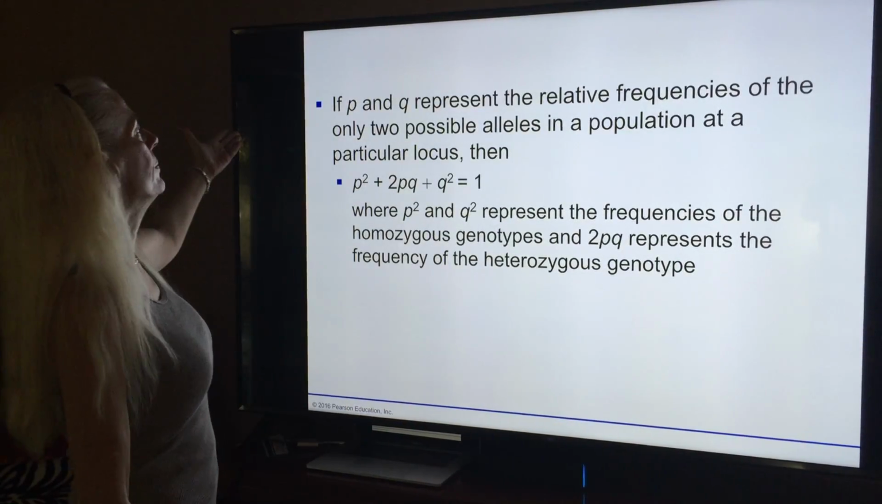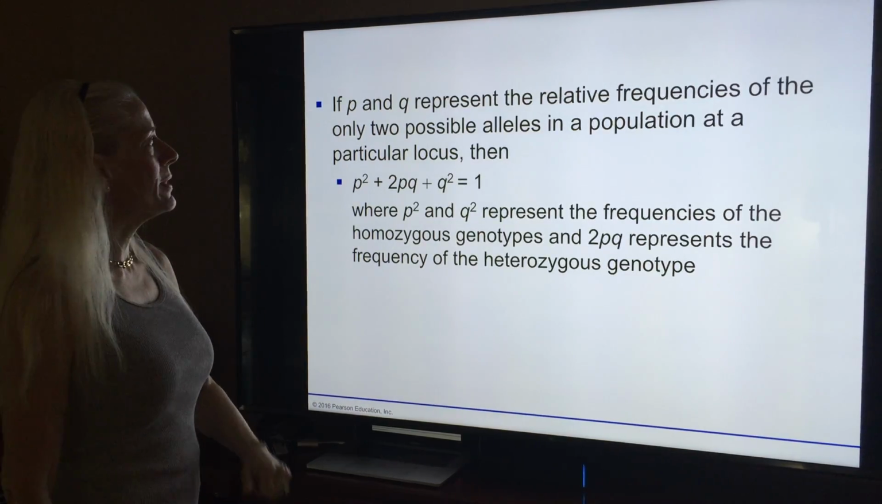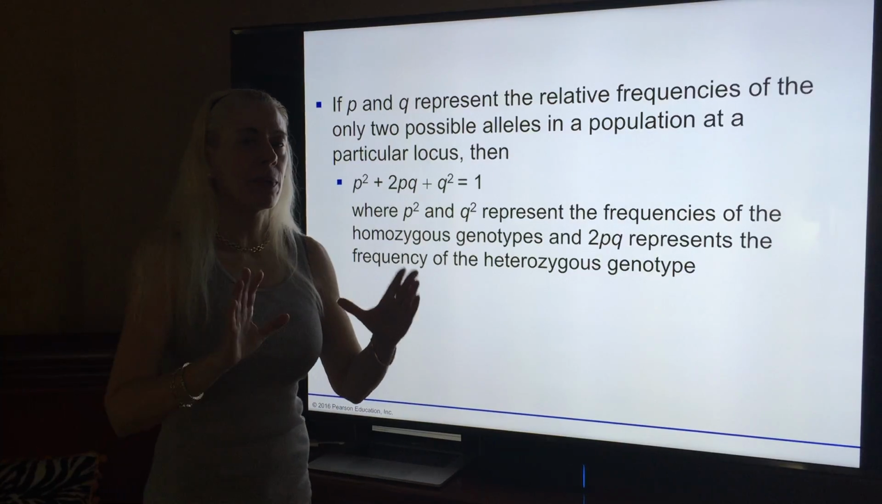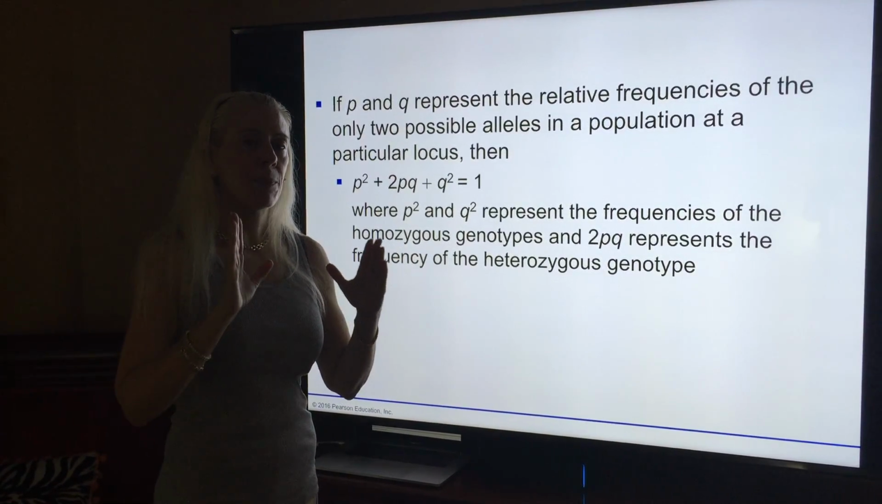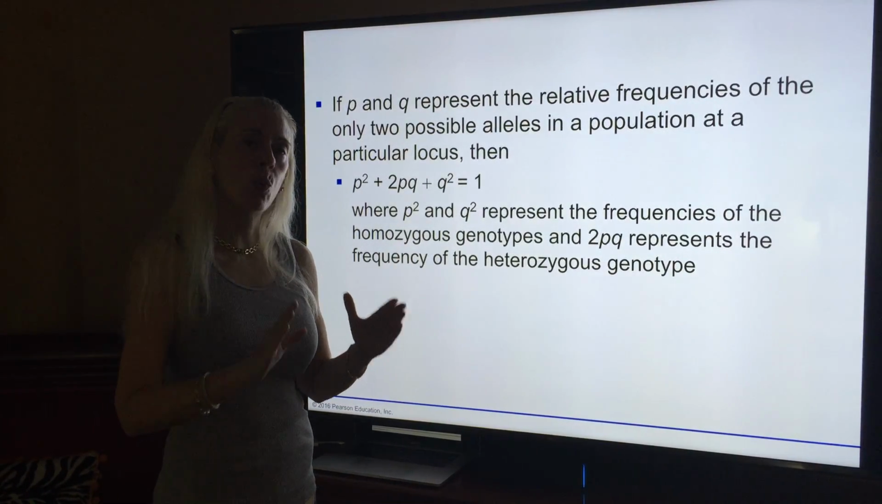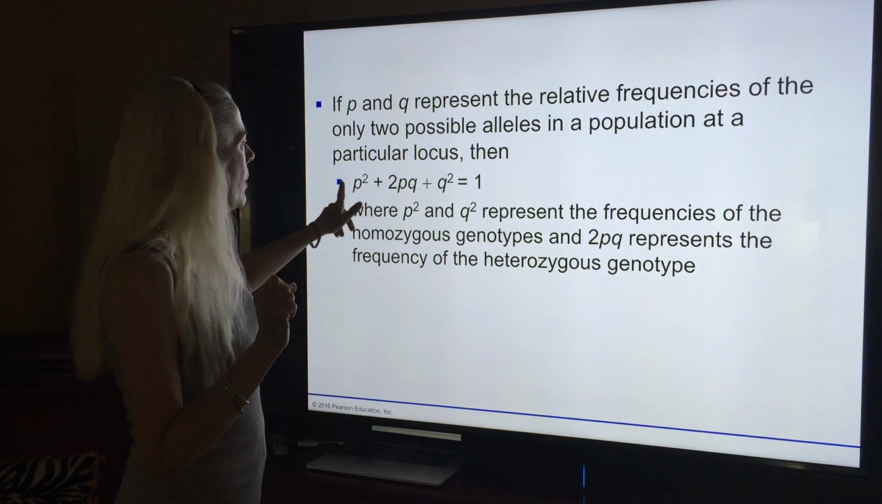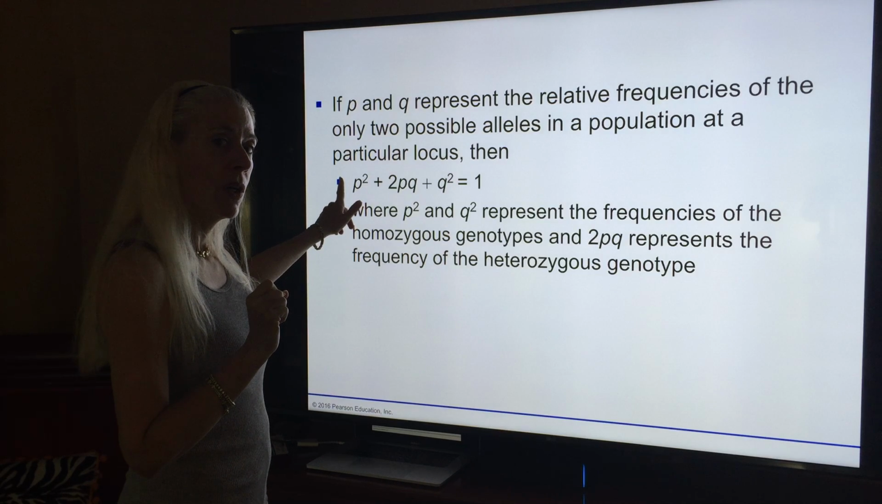So here we go. If P and Q represent the relative frequencies of the only two possible alleles, remember, P plus Q equals 1. That represents the alleles. P squared represents homozygous dominant.